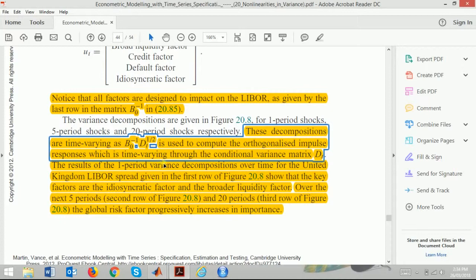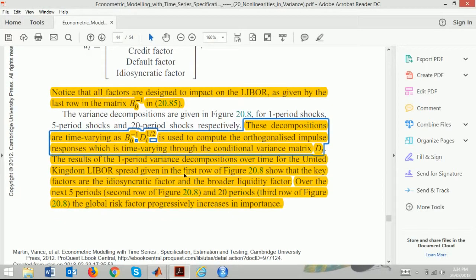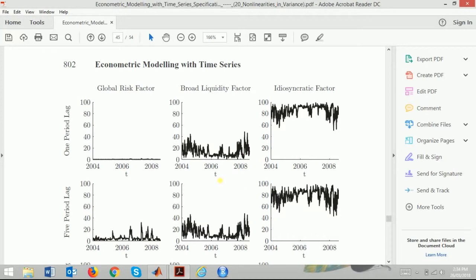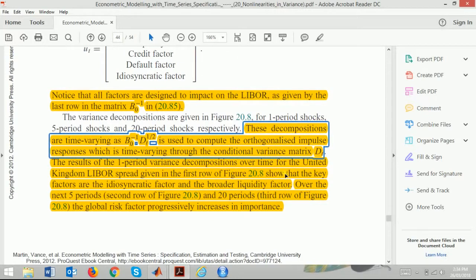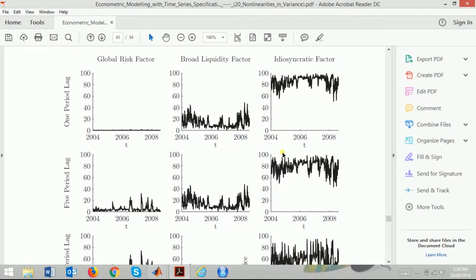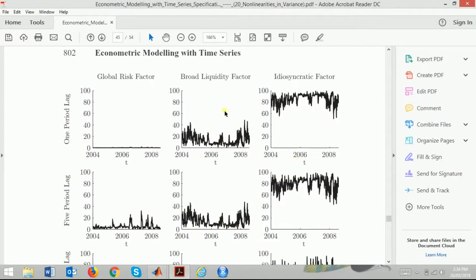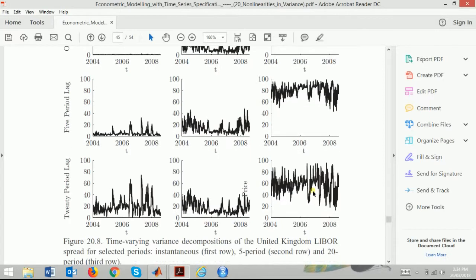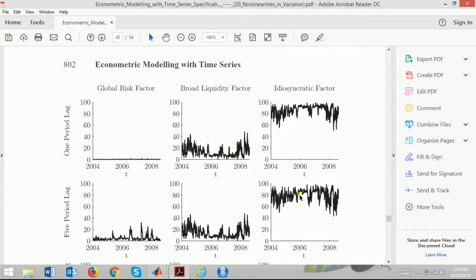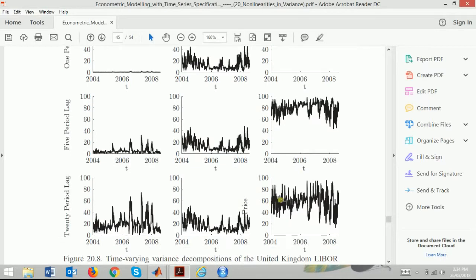The results of the 1 period variance decomposition over time for the US LIBOR rate spread, given in the first row, show that the key factors are the idiosyncratic factor and the broad liquidity factor. In the first row of figure 20.8, the results of the 1 period variance decompositions over time, okay, so these are the broad liquidity factor and idiosyncratic factor, for 1 period, 5 period, and 20 period.